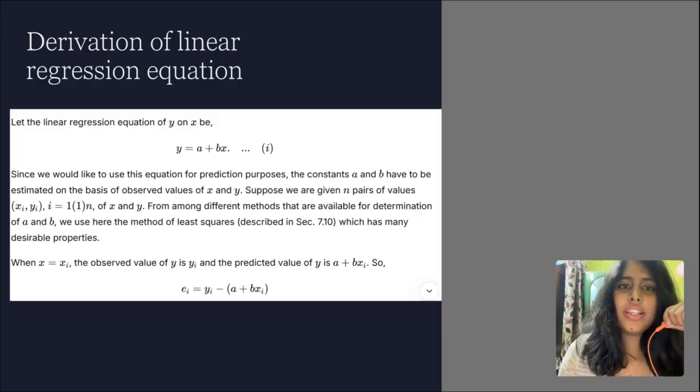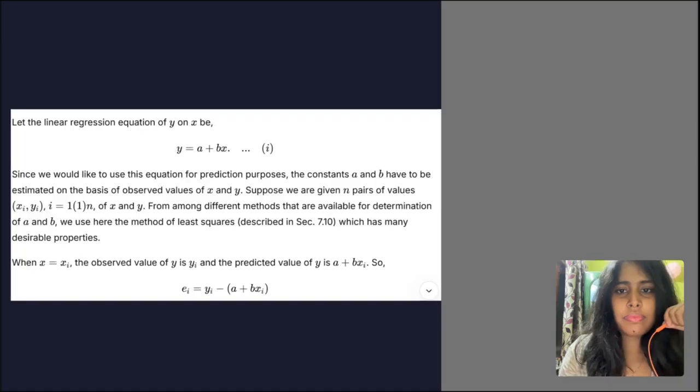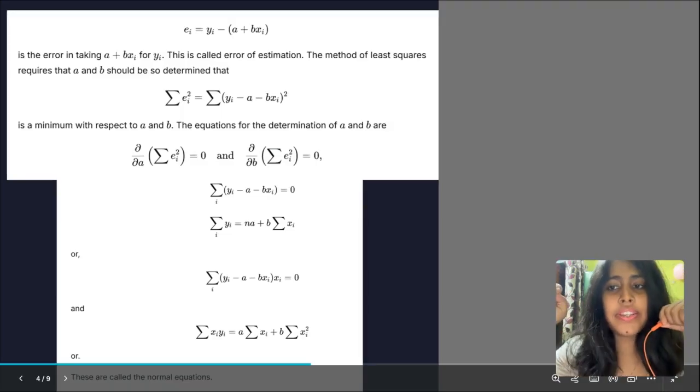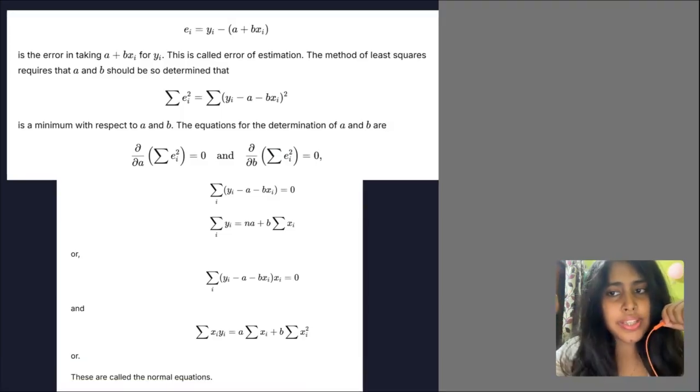Okay? Now, coming to the next slide. These are called the normal equations. First, summation yi equals na plus b summation xi. Number two, summation xi yi equals a summation xi plus b summation xi squared.